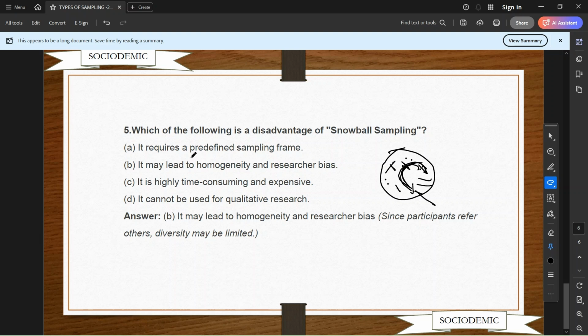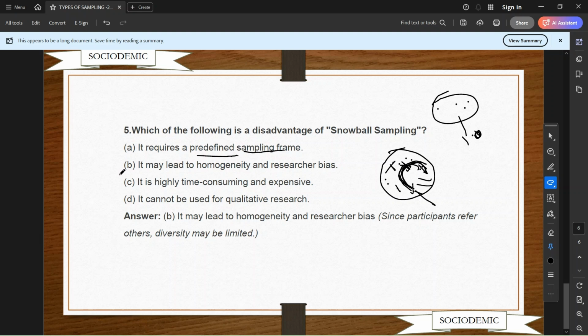So snowball sampling requires a predefined sampling frame. What is meant by sampling frame? Here there is a population of 100 people. We may take only 10. This is called the sampling frame. But in snowball sampling, there is no fixed sampling frame. Why? Because every respondent is referring another respondent. So this may go big. So there is no fixed sampling frame.